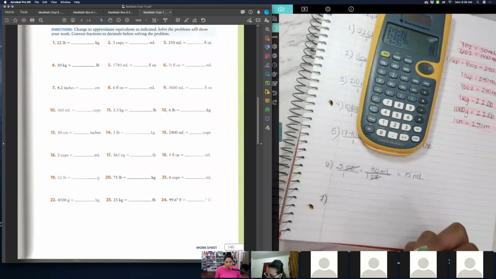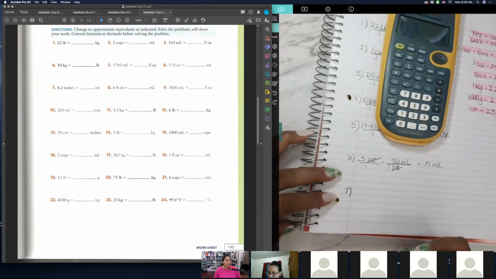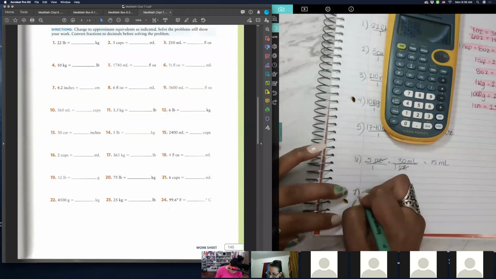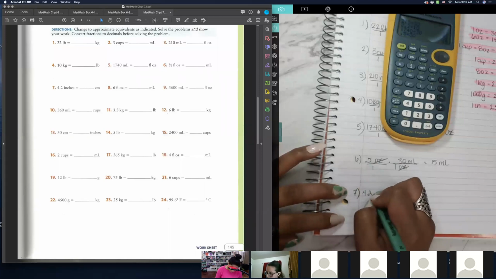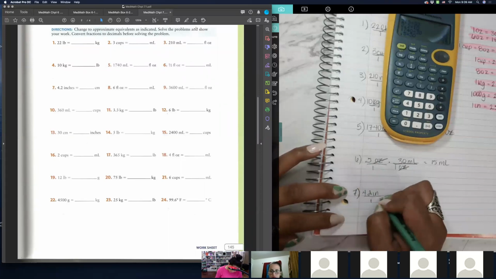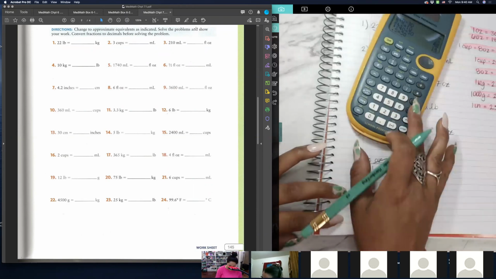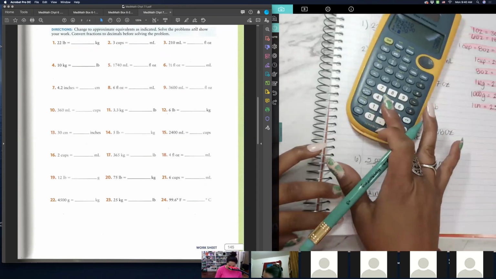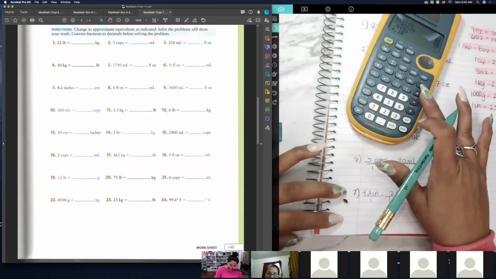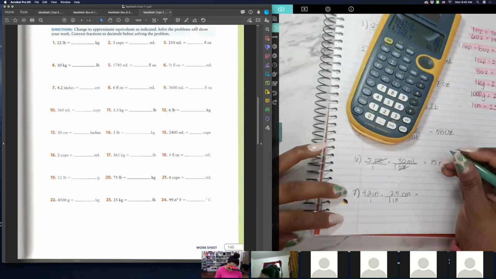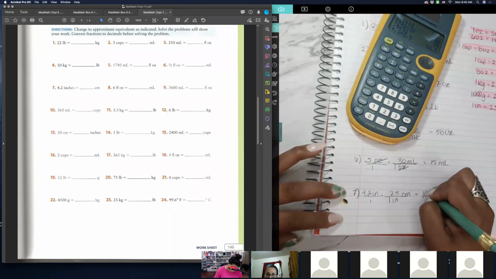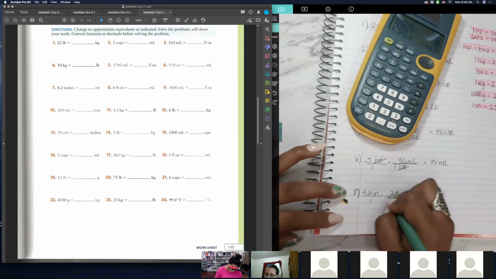7 is 4.2 inches, and we're converting to centimeters. So again, 1 inch is equal to 2.5 centimeters. So all we need to do is go ahead and multiply 4.2 times 2.5, and that's going to give us 10.5 centimeters.